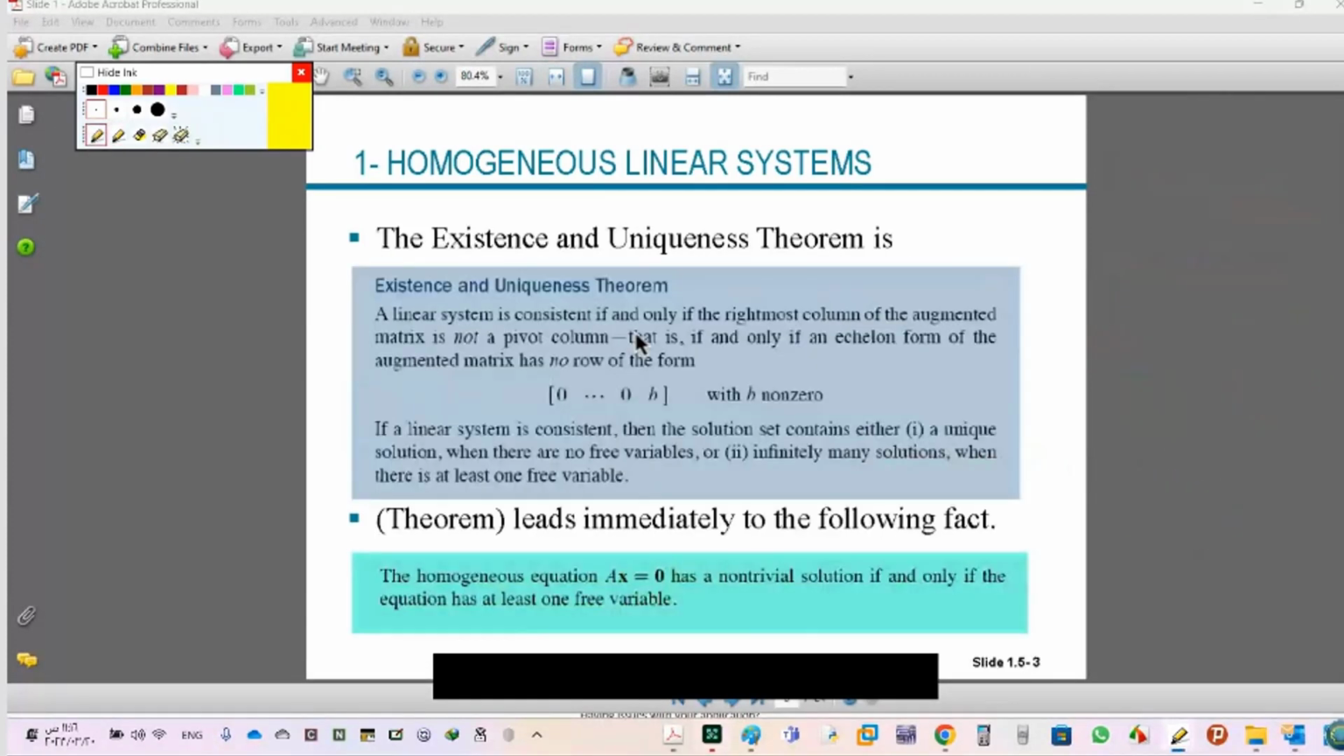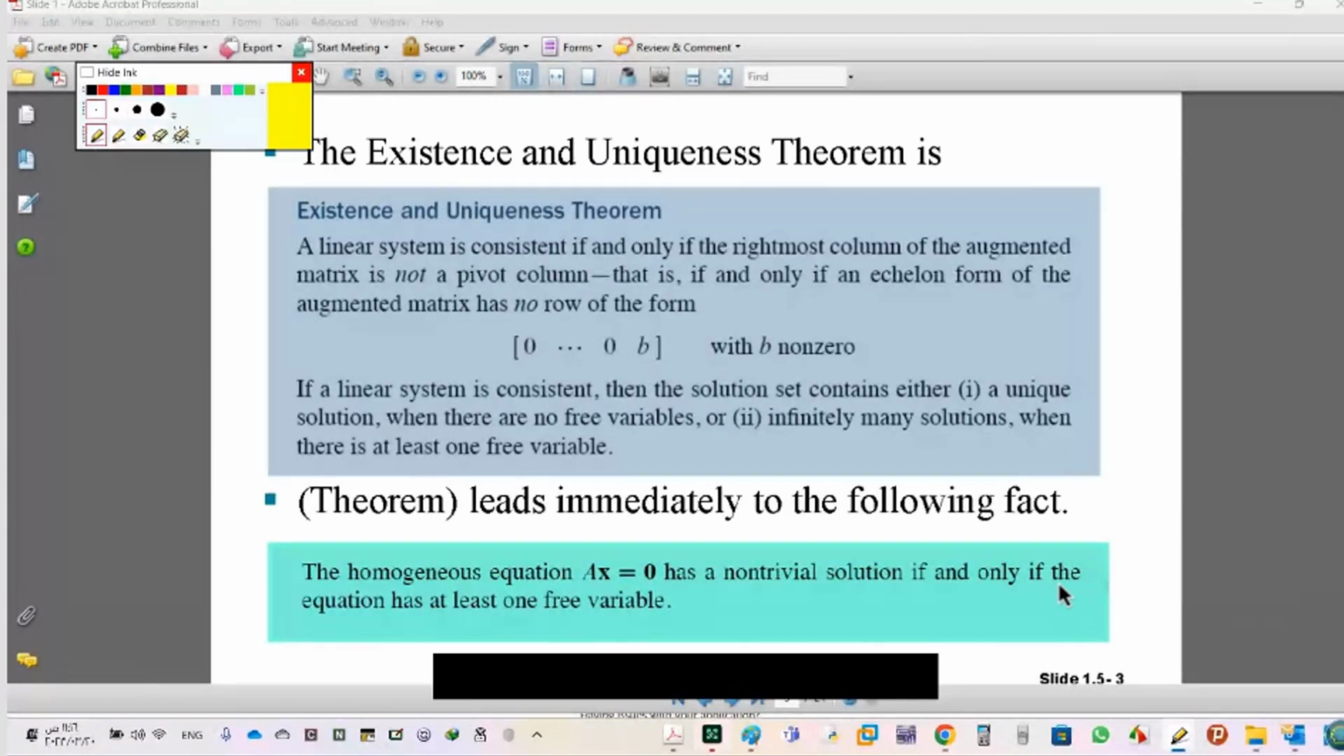Now let's read this question and try to solve it. A homogeneous equation has a non-trivial solution if and only if the equation has at least one free variable. So from this theorem, you can see the homogeneous equation AX equals 0 has a non-trivial solution if and only if the equation has at least one free variable. That means it has many solutions.